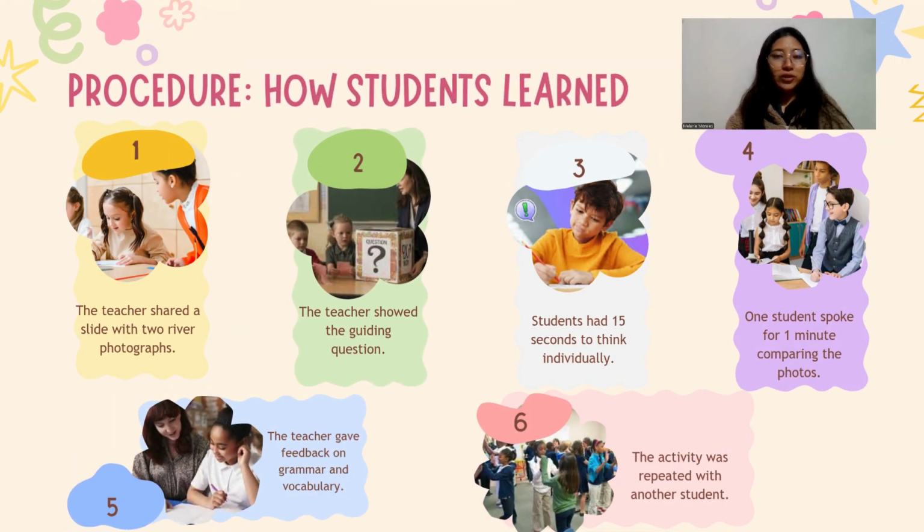Here's the step-by-step procedure of what we did in our virtual class. First, the teacher shared a slide with two river photographs. Second, the teacher showed the guiding question on the screen. Third, we had 15 seconds to think individually. Fourth, one student turned on their microphone and spoke for 1 minute, comparing the photos. Fifth, the teacher gave us feedback on grammar and vocabulary. Finally, we repeat the same process with another student using the same or different photos. That was the complete procedure we followed.